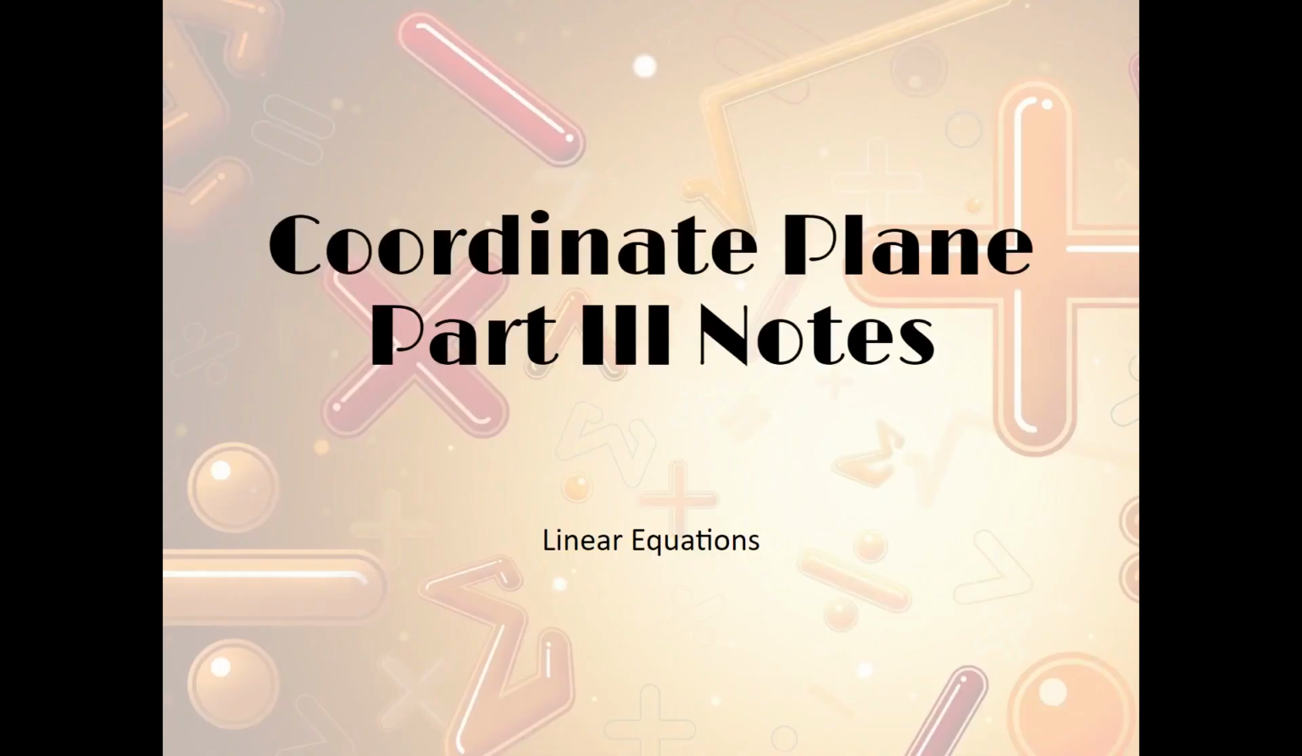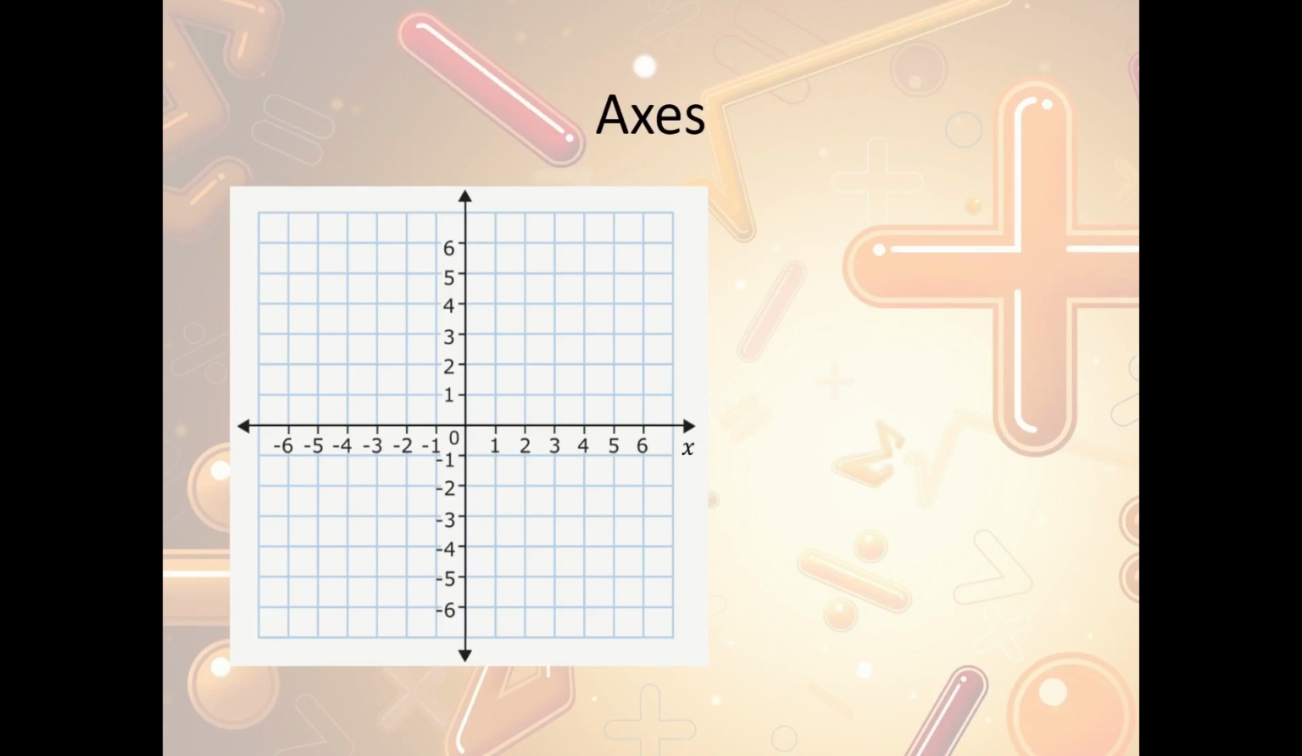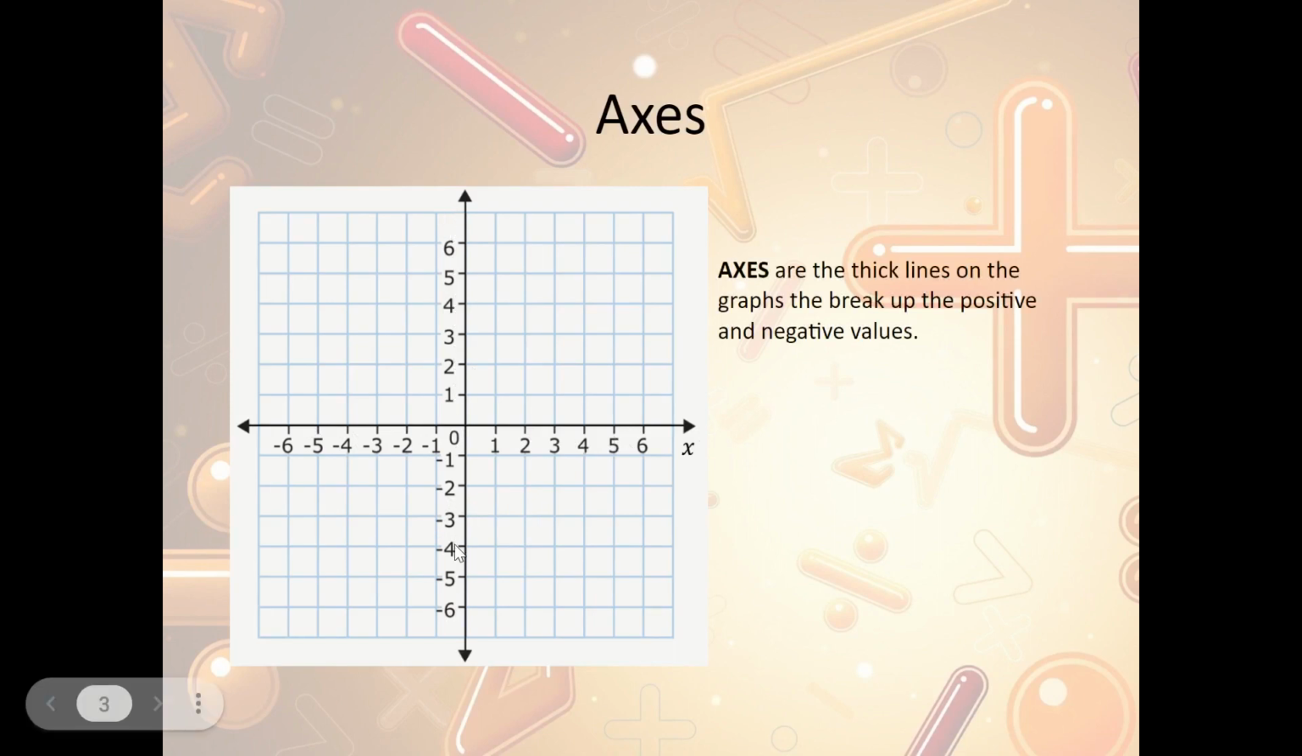Let's take a look now at the coordinate plane part 3 notes. The notes begin with our learning goals and success criteria. Now let's take a look at axes. Within the coordinate plane, we should notice that there are lines that break up the x and y values. The axes are the thick lines that break up the positive and negative values. Our x values go this direction, with positives on this side and negatives on this side. They're broken up by this line that represents the negative y's and the positive y's. So they break up each other and create positives and negatives in each of these boxes.